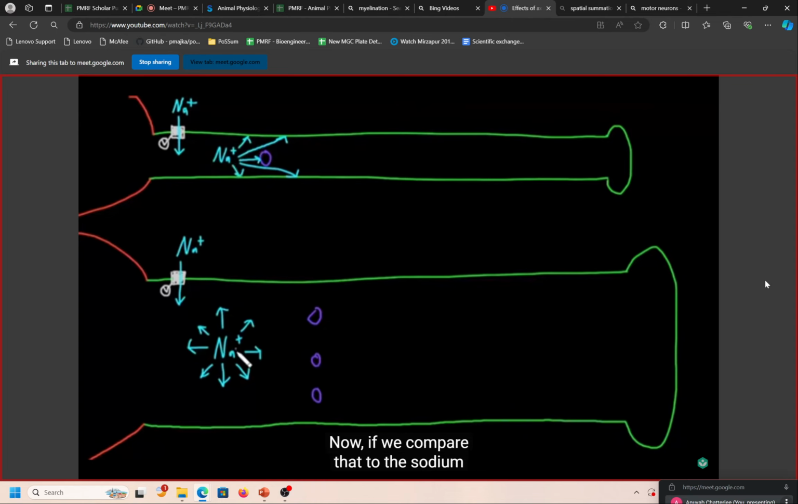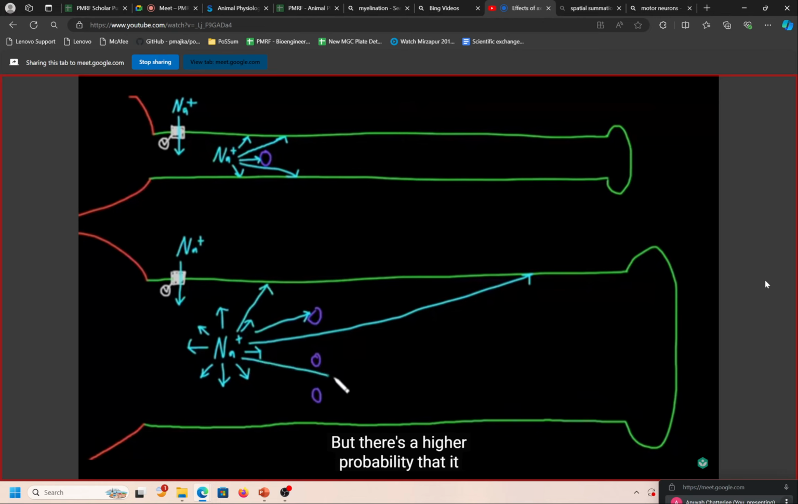Now if we compare that to the sodium ion in the large diameter axon, it has more potential pathways to travel before it collides into something. I mean, it certainly has the probability to collide into things in a pretty short distance, but there's a higher probability that it will travel a farther distance at a faster speed because there are just so many more pathways that it can take to make it a farther distance before it collides into something. So for each individual sodium ion, the probability is higher that it will travel faster over a longer distance than the probability of the sodium ion in this smaller diameter axon.